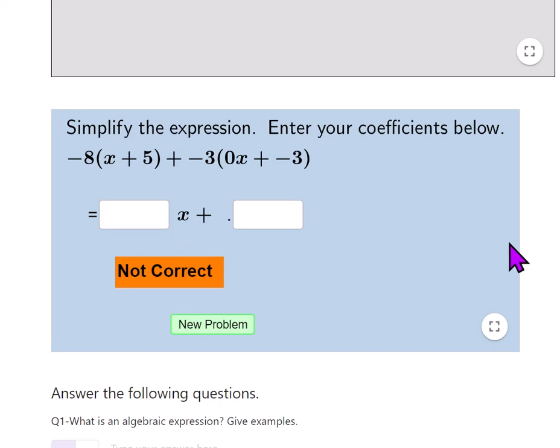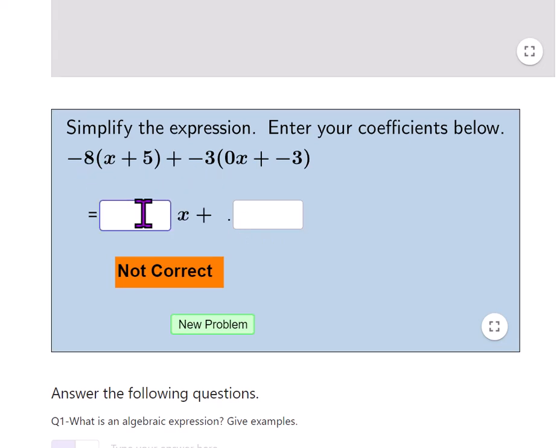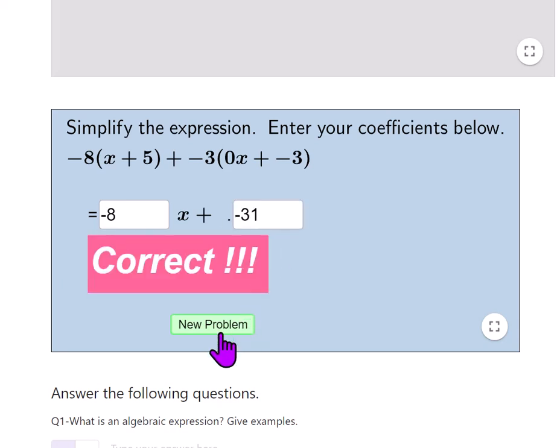And down here, we're breaking up our answer into its linear or single x part, and its constant term. So for instance, this would be negative 8 and nothing, so this would be negative 8. And this would be negative 40 after distributing, plus 9, which would be negative 31. You just fill in your integer there. I don't know what that dot's doing there.